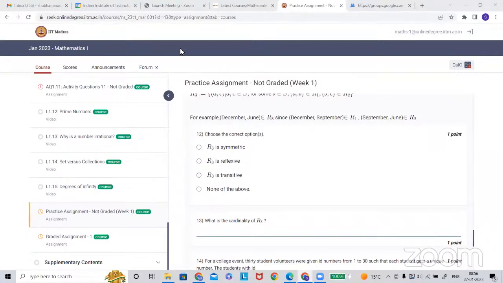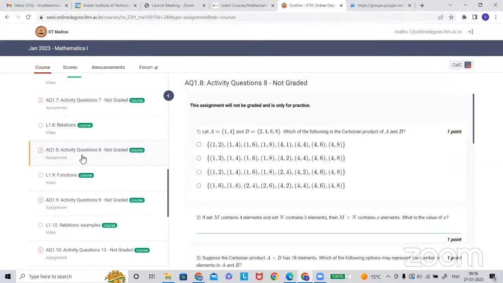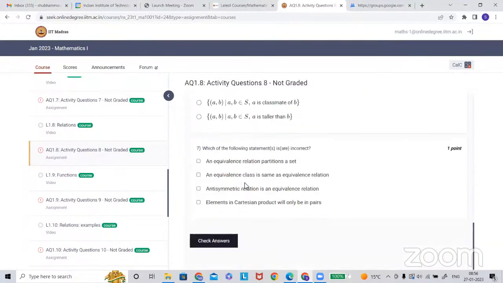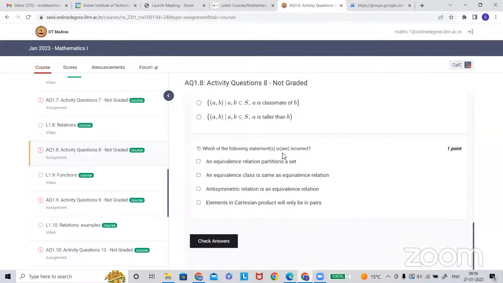So activity 8, question 7. Question number 7, this one. Yes, sir. Here, why is this fourth option incorrect? Elements in the Cartesian product will only be in pairs. Which of the following statements are incorrect?